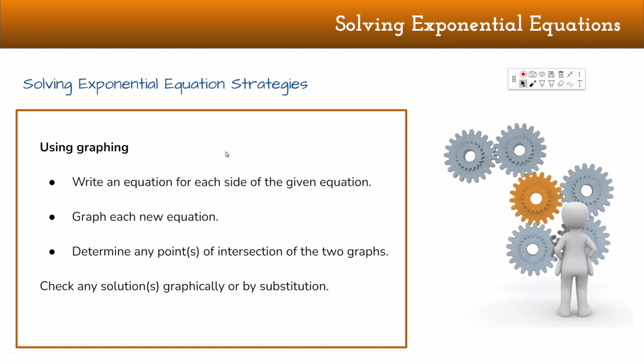And the last one here is graphing, and we can always use graphing by writing an equation for each side of the given equation. Graph these two equations, one as y1, one as y2, and then we're going to determine any point or points of intersection of the two graphs. And we can always use graphing to check any solution, or we could also use substitution.